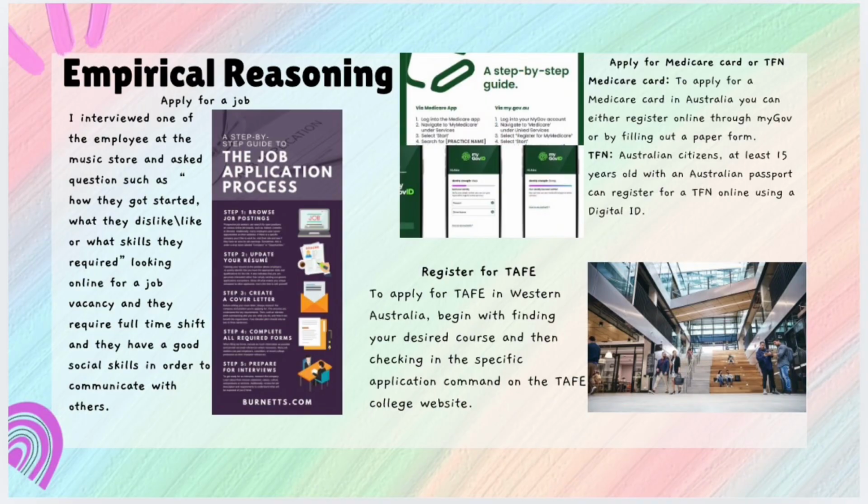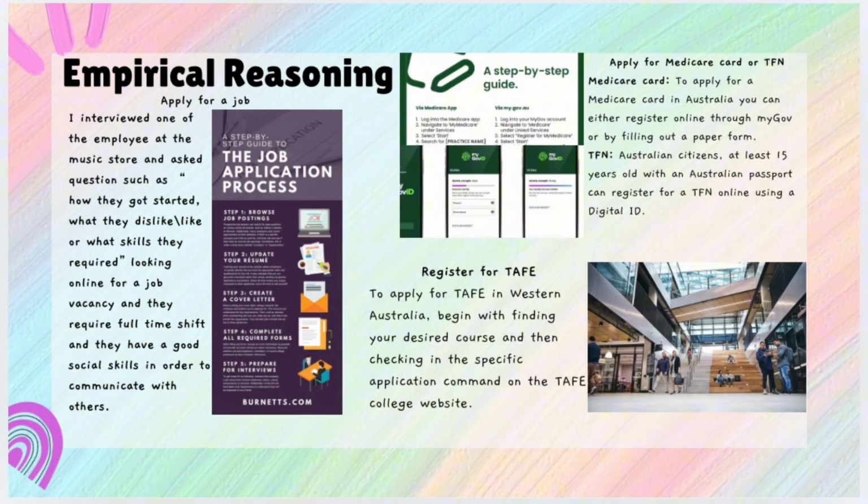Empirical reasoning. Apply for a job. I interviewed one of the employees at the music store and asked questions such as how they got started, what they dislike or like, what skills they required. Looking online for a job vacancy, they require a full-time shift, and they have good social skills in order to communicate with others.